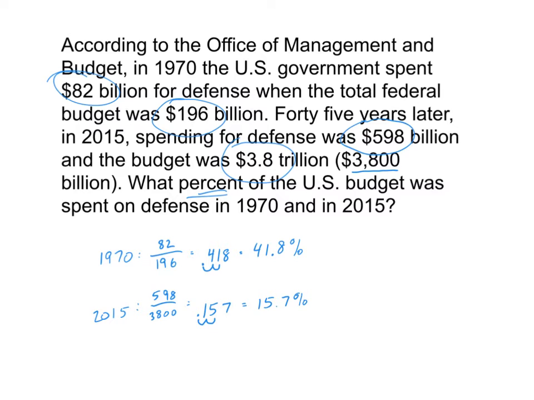So they spent, let's see, 41.8% in 1970 on defense, and then 15.7% of the budget in the year 2015 was spent on defense. So it looks like it went down by quite a bit. All right, good.